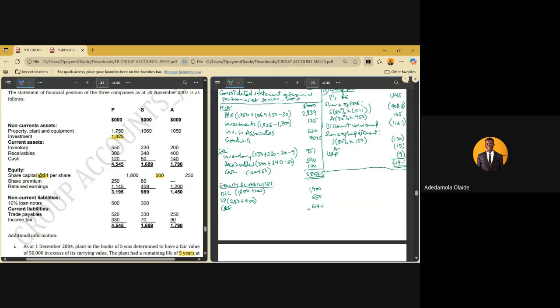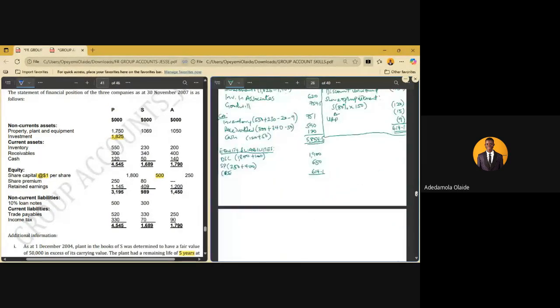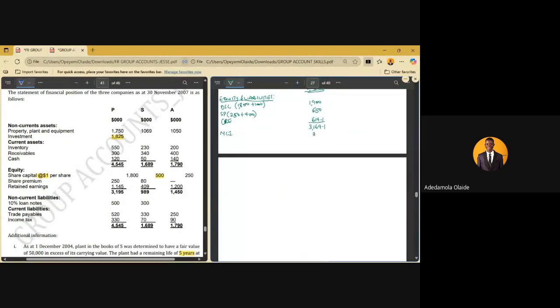And so that will give us how much? 3,164.1. So NCI, what is our NCI? We calculated NCI to be what? 235.8.